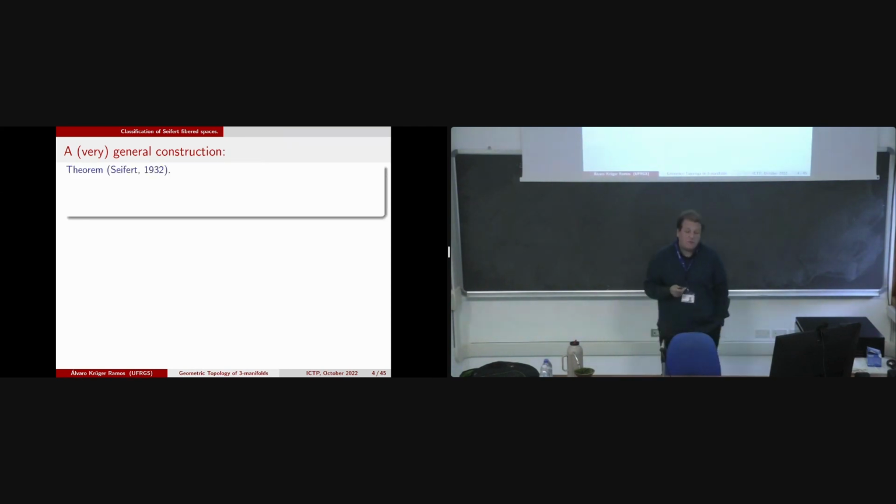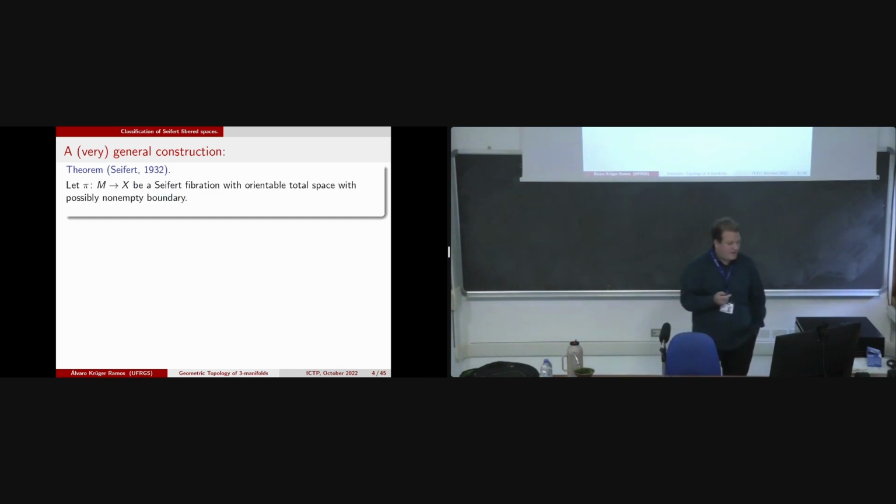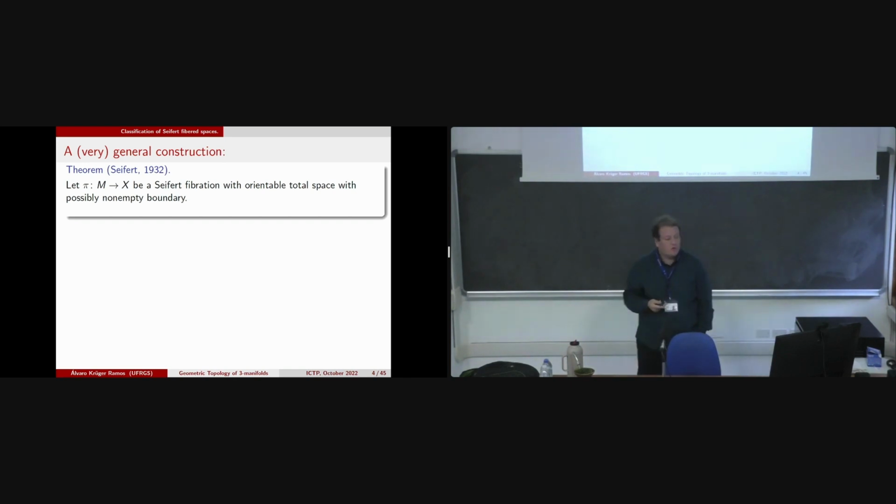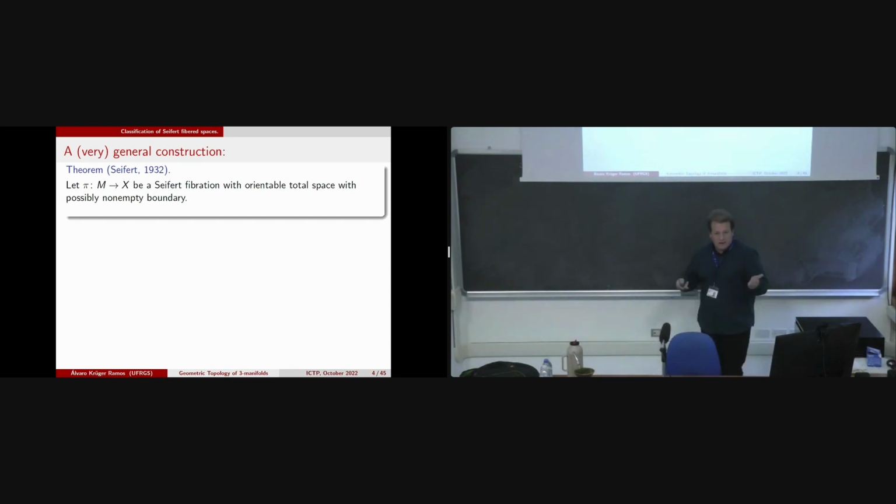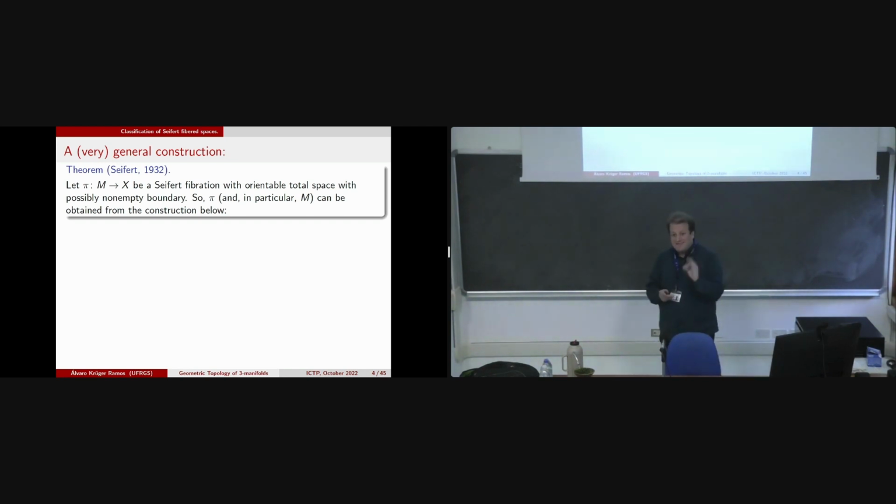Okay, so let's give examples of Seifert fibered spaces. I will start with this theorem by Seifert himself. If you have a Seifert fibration with orientable total space, so M is an orientable Seifert fibered space, possibly with boundary or possibly with empty boundary, then the fibration can be obtained through this construction.